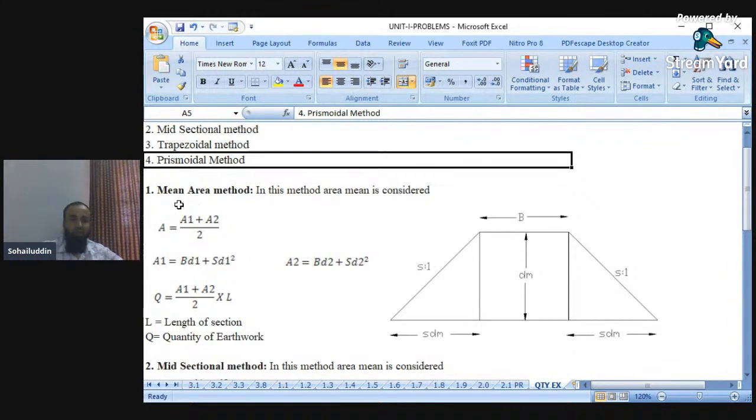As we are having the mean, it is A1 plus A2, where A2 is for the second depth. In the same way, the addition A1 plus A2 is the area. How do we find the quantity? We have to find the quantity, and quantity is nothing but volume. Volume is area into length. So how do we find the length? This is a one-dimensional figure. If we consider it as three-dimensional, the third dimension is the length of the road.